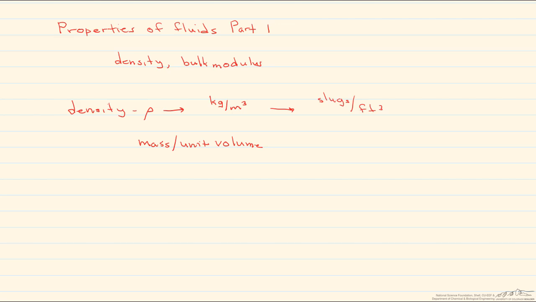So why is this a function of position? Well, as heat is added to the gas, the density decreases. The more heat, the less dense. So as the gas goes down the tube, more heat is added, the density decreases, therefore that density is going to be a function of position.